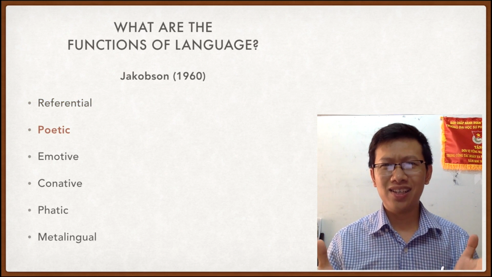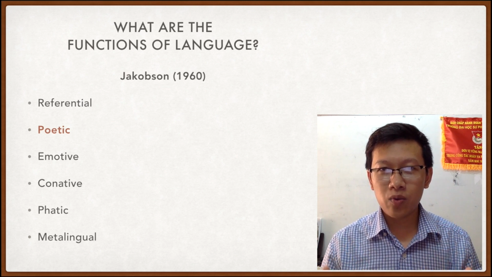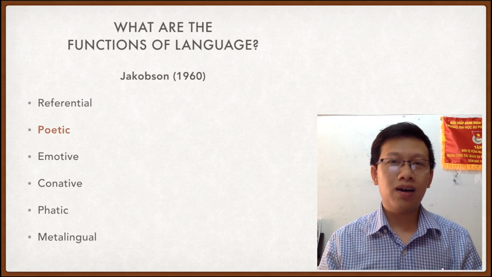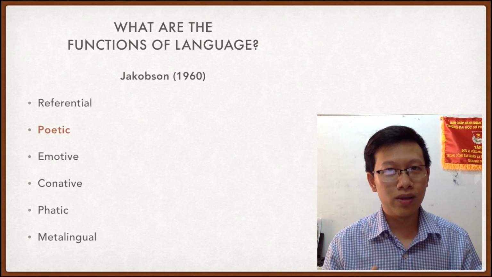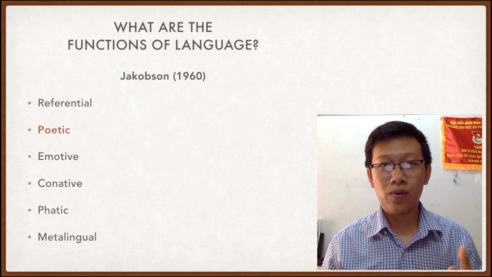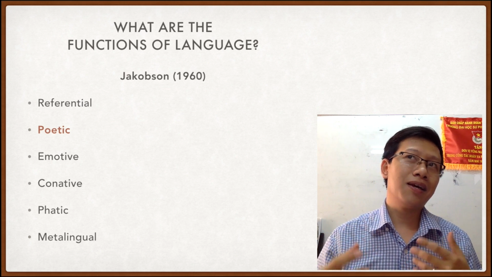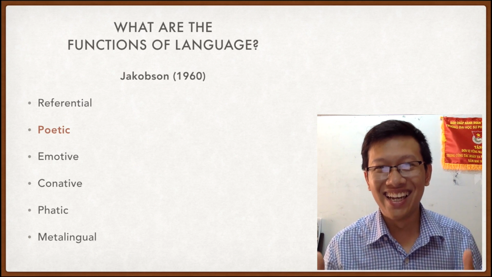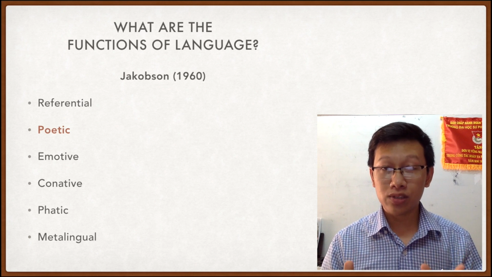The next function is called poetic. From the word poetic, certainly you would have guessed for yourself what it means. Poetic, literary, when language is used for its own sake. Language doesn't necessarily refer to things or people in the actual world. Sometimes it is used in a more meaningful way, in a more poetic way, with lots of, let's say, what do we call it? Shiny meaning. Or let's say metaphorical. So poetic is like a literary use of language.